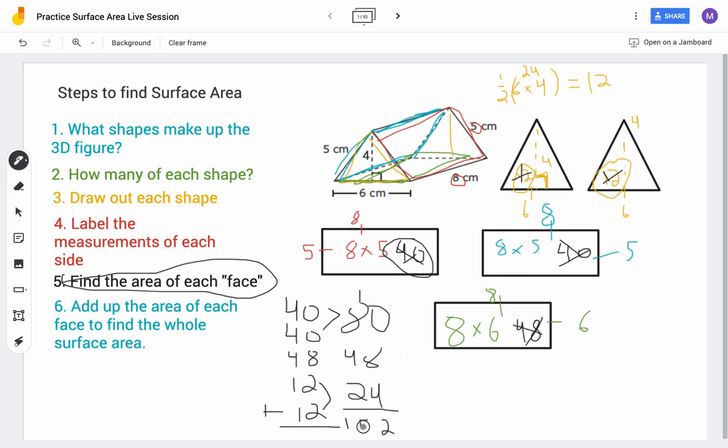So our answer is 152 centimeters cubed. The reason it is cubed is because we're talking about a 3D shape. When we're talking about the area, each of these was like 40 centimeters squared, 48 centimeters squared. But when we are talking about a whole 3D shape, it is going to be cubed.